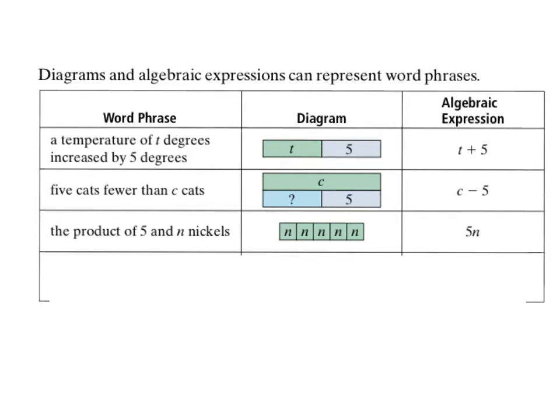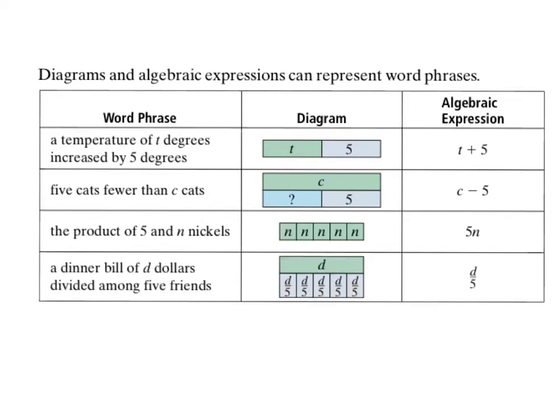If we look at it for multiplication, the product of 5 and n nickels. So the amount we don't know multiplied 5 times. So our algebraic expression would be 5n. And lastly, let's look at one for division. It says a dinner bill of $D is divided among 5 friends. So D divided by 5 is your algebraic expression.